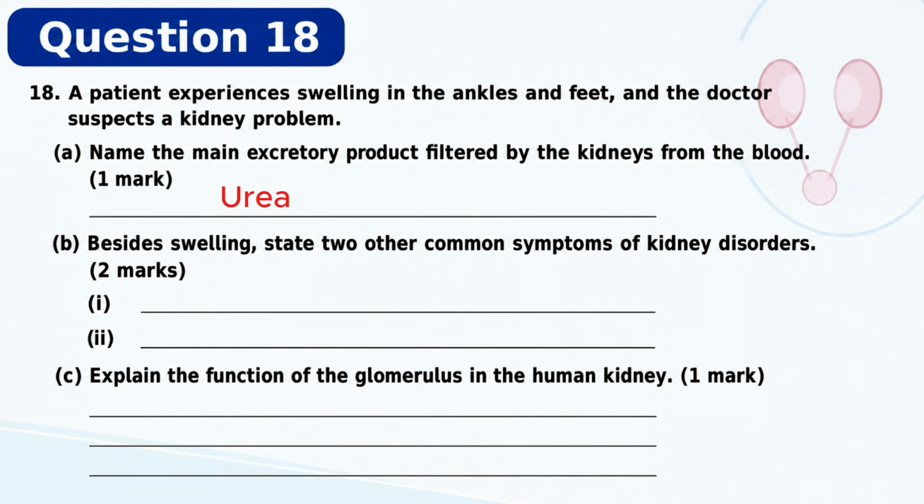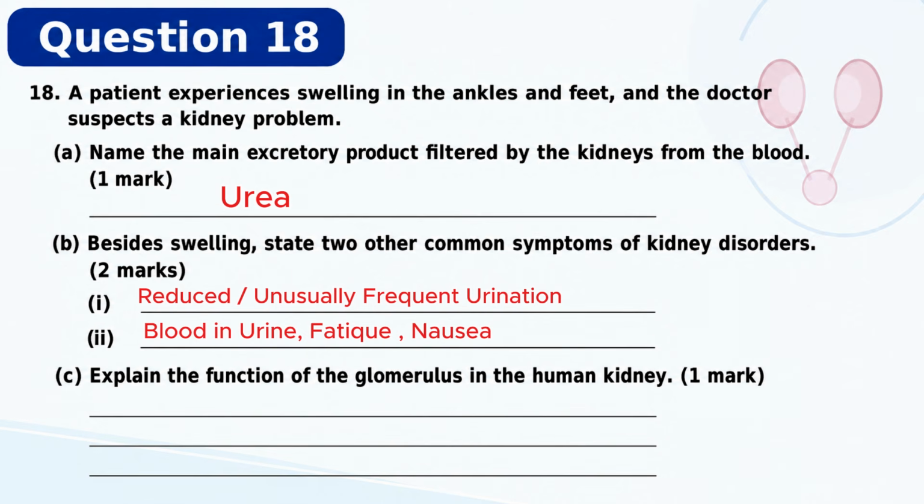Then question B. So we are in 18B. Besides swelling, state 2 other common symptoms of kidney disorders. When there is kidney disorders, one can also experience reduced or unusually frequent urination, and also they may notice blood in the urine. Other things include fatigue. Fatigue is also a symptom. There could be nausea because of the infections, high blood pressure even, and even lower back pain. Lower back pain is also very common when there is kidney infections. So all those are correct things that you can explain in your answer.